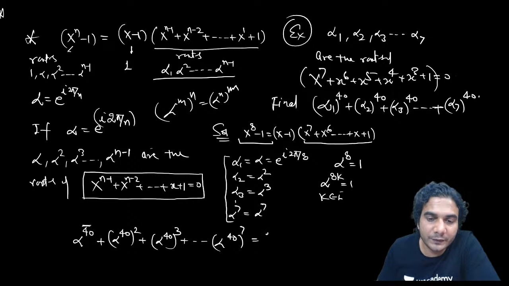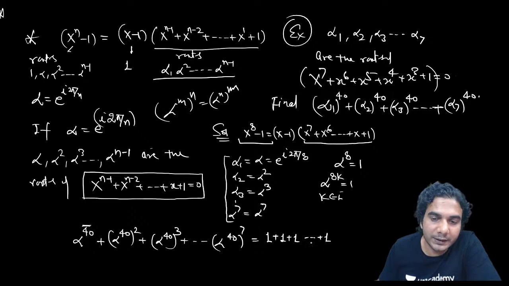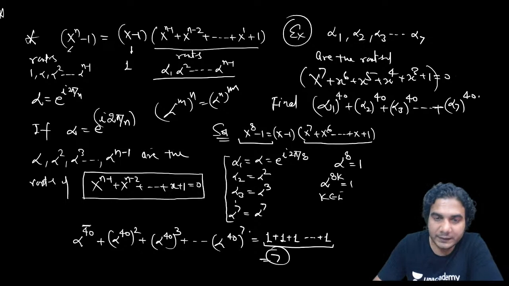That means all these terms will become 1. 1 plus 1 plus 1 plus how many times? See how many terms you have? 7 terms. So this answer is going to be 7. So yeah, the answer is going to be 7. So 7 is the answer of this particular question. I hope you understood this.